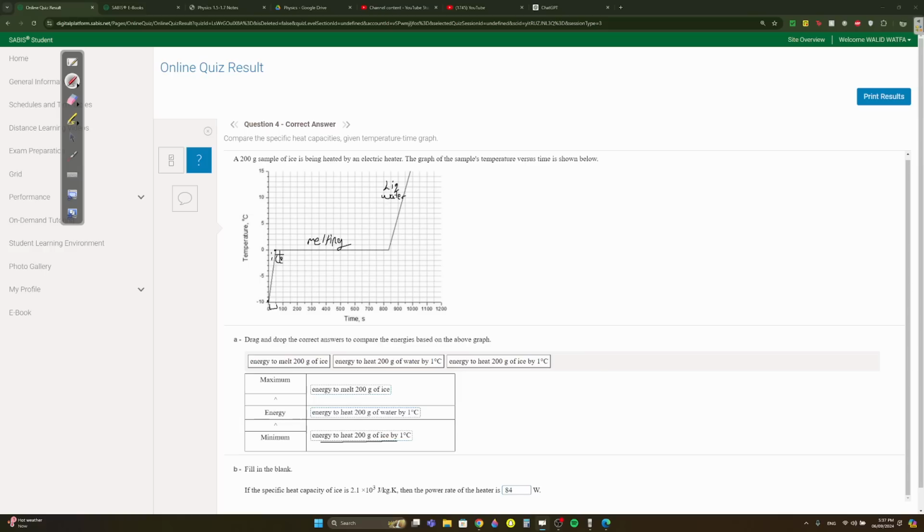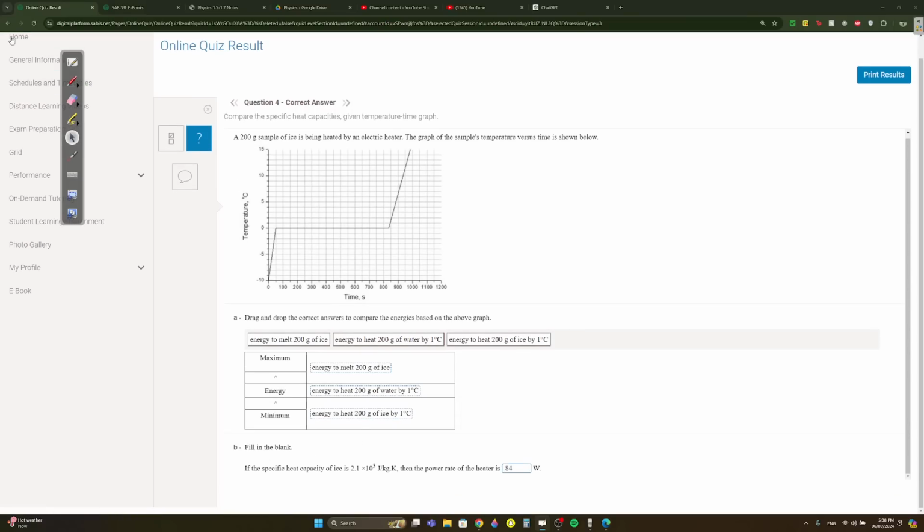Then the thing that took the longest amount of time is obviously melting. So the maximum energy is melting. How about the one that took the second most amount of time? It's this one here, liquid water. So energy of heating water. Okay, that's how you can do it.